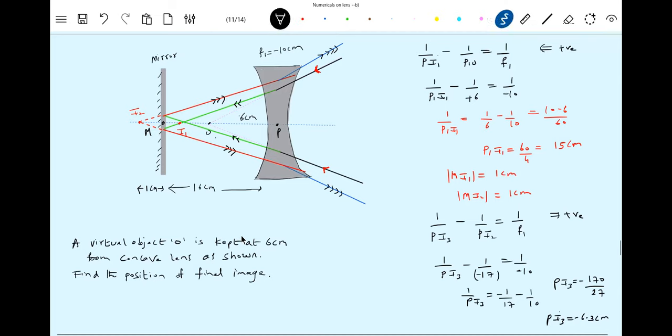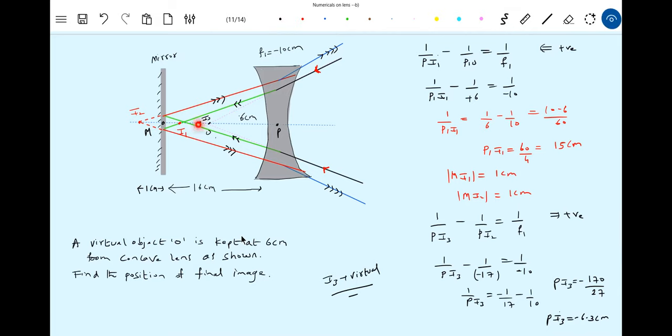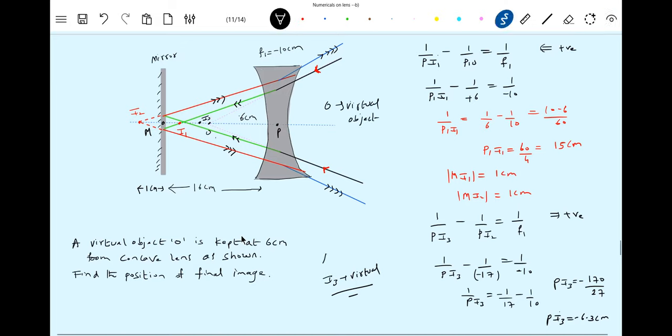So this will be the final. Final image will be here. This will be the final image, will be virtual. I3 will be virtual, at a distance of 6.3 centimeter from the optic center of this one. So over the virtual object, the final image formed, final image is I3. So it will be virtual.